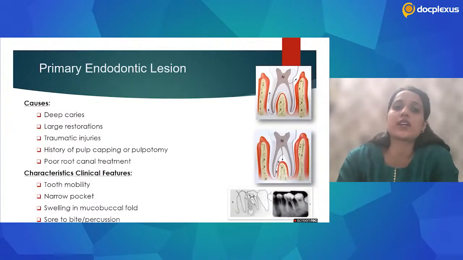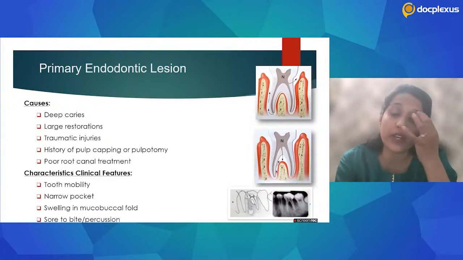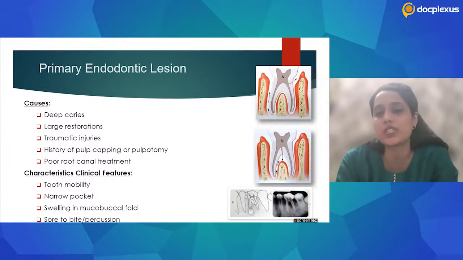Now we'll discuss one by one what all are. We have seen already primary endodontic lesions as in the classification: primary perio, primary endo with secondary perio. We'll just keep seeing them one by one. What all are the features in all of them separately?